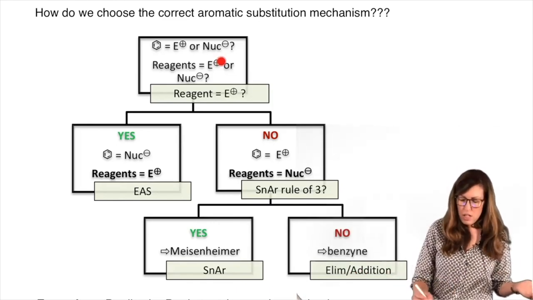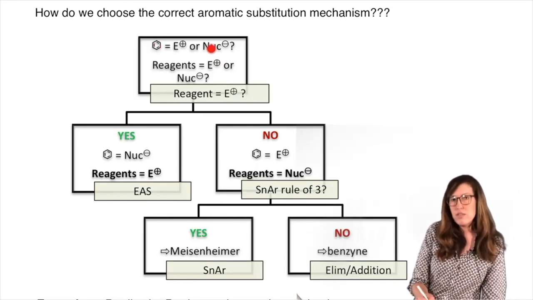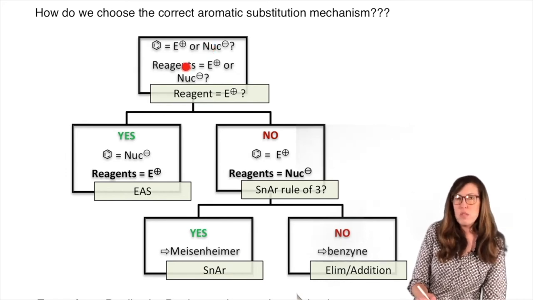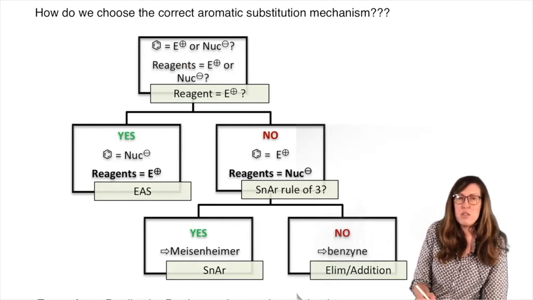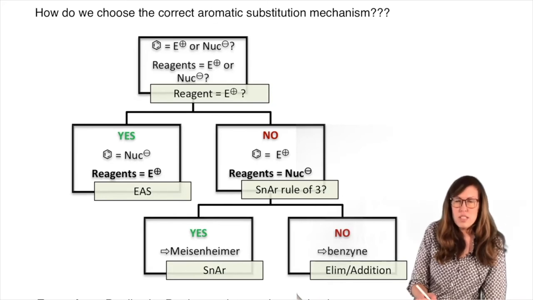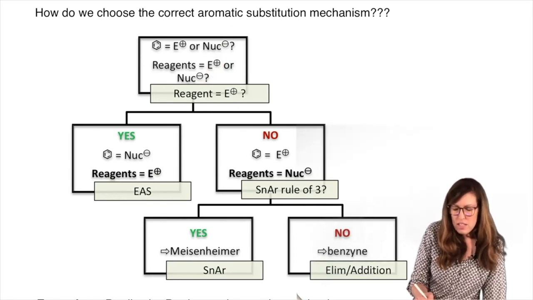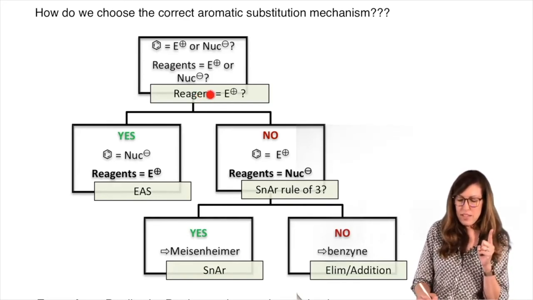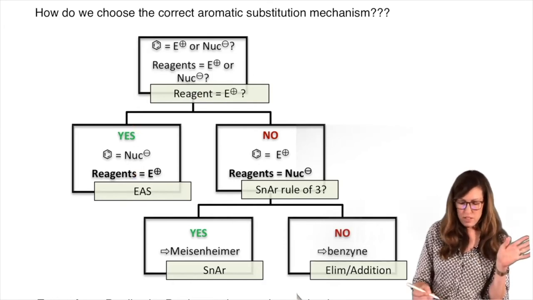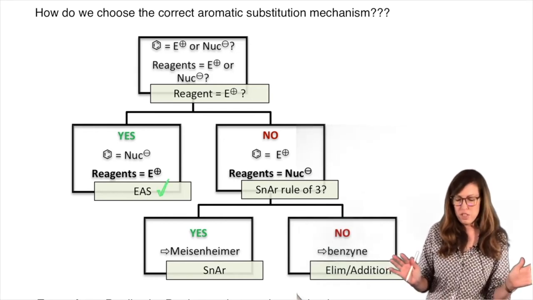So we start at the top. We see benzene substituted. And we ask, okay, we could ask, is benzene the electrophile or nucleophile? Or we could alternatively ask, look at the reagents. Sometimes they're over the arrows. Sometimes they're on the other side of the arrow. And the benzene could be over the arrow. But the reagents are the non-organic substrate. The substrate is the benzene. So we look at the reagents. We say, are those acting as electrophile or nucleophile? Okay. So to simplify that, I just like to ask one question. Is my reagent an electrophile? If yes, we're done. Electrophilic aromatic substitution it is. Okay, you stop there, you do your electrophilic aromatic substitution.